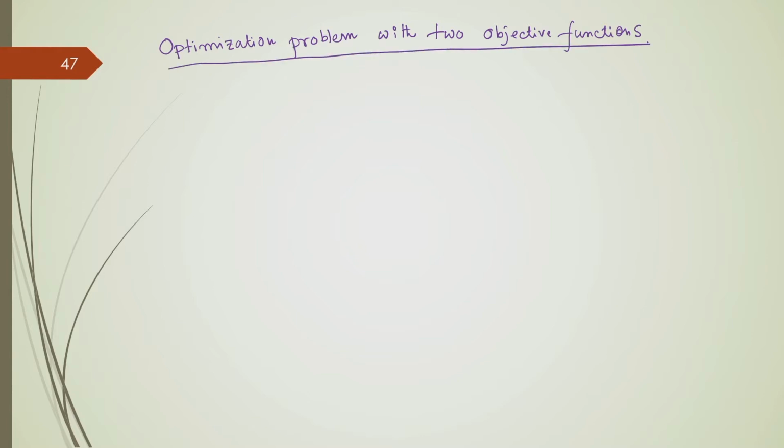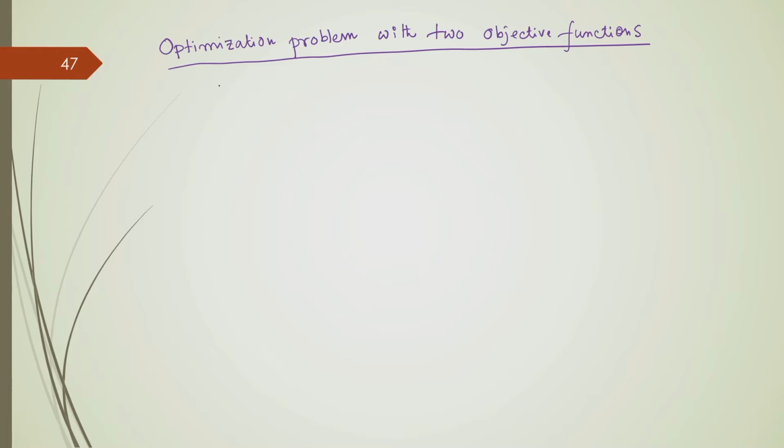Suppose I have an optimization problem with two objective functions. It is a very simple example to understand the usefulness of the multi-objective optimization approach.